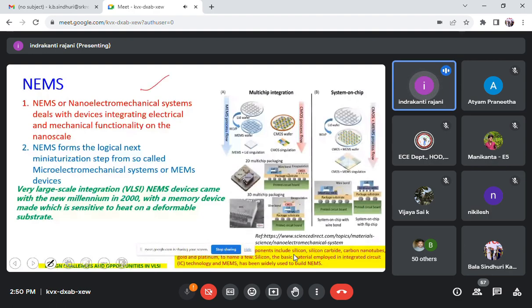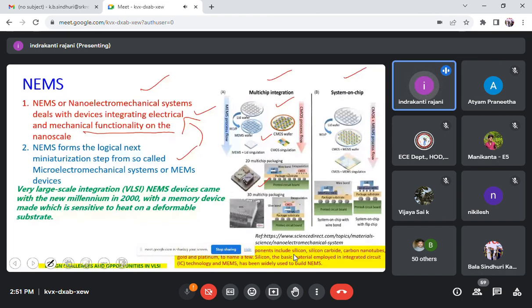NEMS, nano electromechanical systems, deals with electrical and mechanical functionality on the nanoscale. So this is coming from the MEMS devices. Initially it is at micro level, now we have converted them into the nano level. And here I have presented one example of multi-chip integration and system on chip. You can observe how these wafers are going on, the complementary metal oxide semiconductor materials, and you can see how this printed circuit board is there.